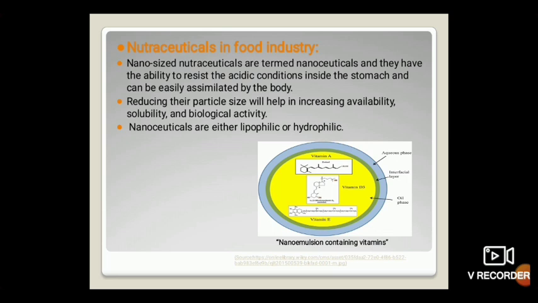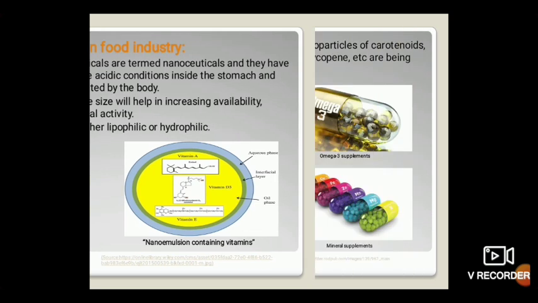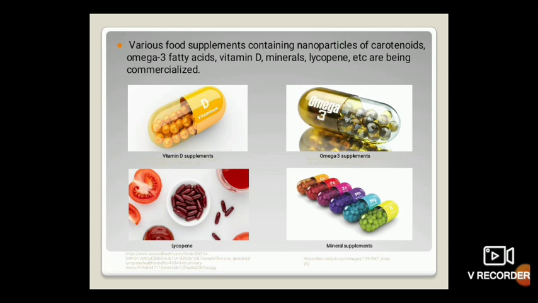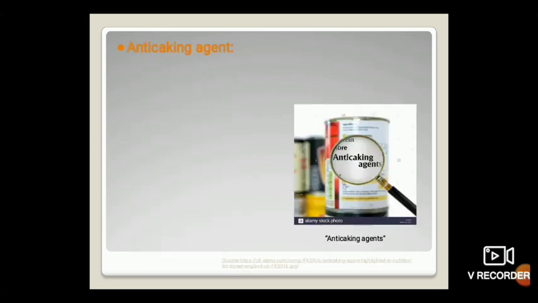See a nanoemulsion containing different types of vitamins such as vitamin A, vitamin D3 and vitamin E. Then various food supplements containing nanoparticles of carotenoids, omega-3 fatty acids, vitamin D, minerals, lycopene, etc. are being commercialized, and these are most commonly used nanoceuticals.